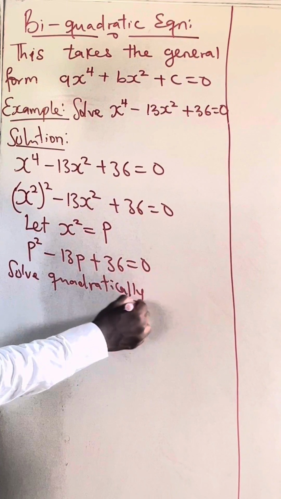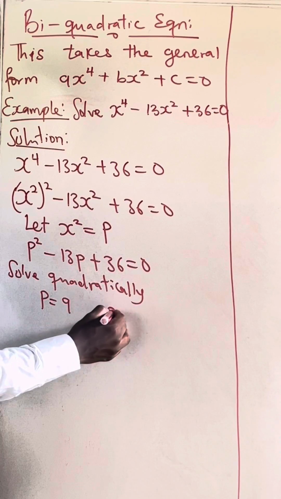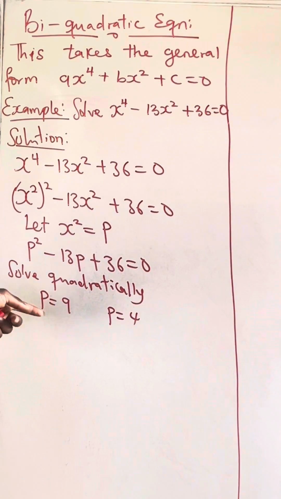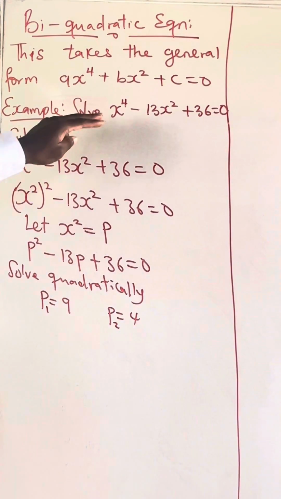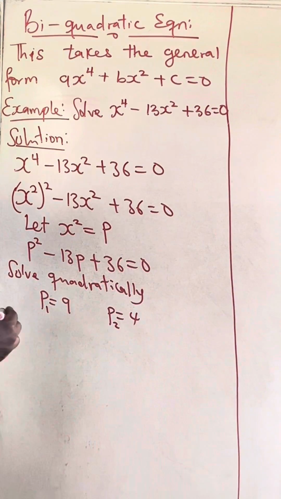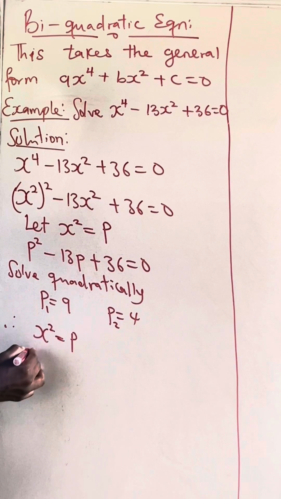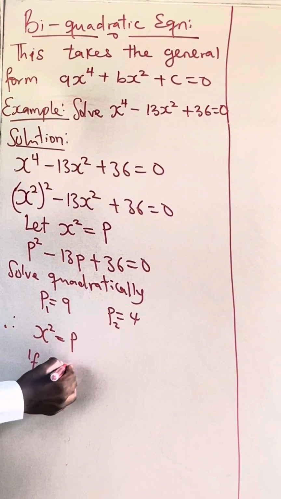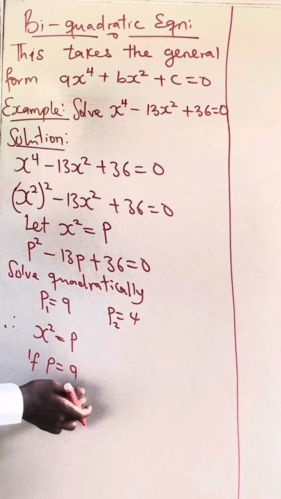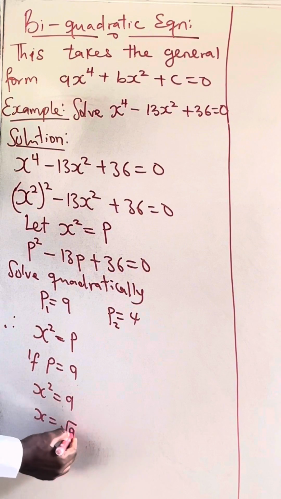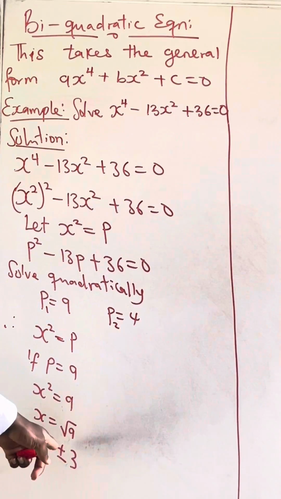If we solve this quadratically, we are going to get 2 values for p, which will be p equals 9 and p equals 4. But guys, don't forget that what we are looking for is x. Once we've gotten the values of p, we will then say therefore x squared is equal to p. So if p is equal to 9, then x squared is equal to 9. The square will go to the other side and turn to root 9. Then x will be equal to plus or minus 3. The square root of 9 is plus or minus 3.